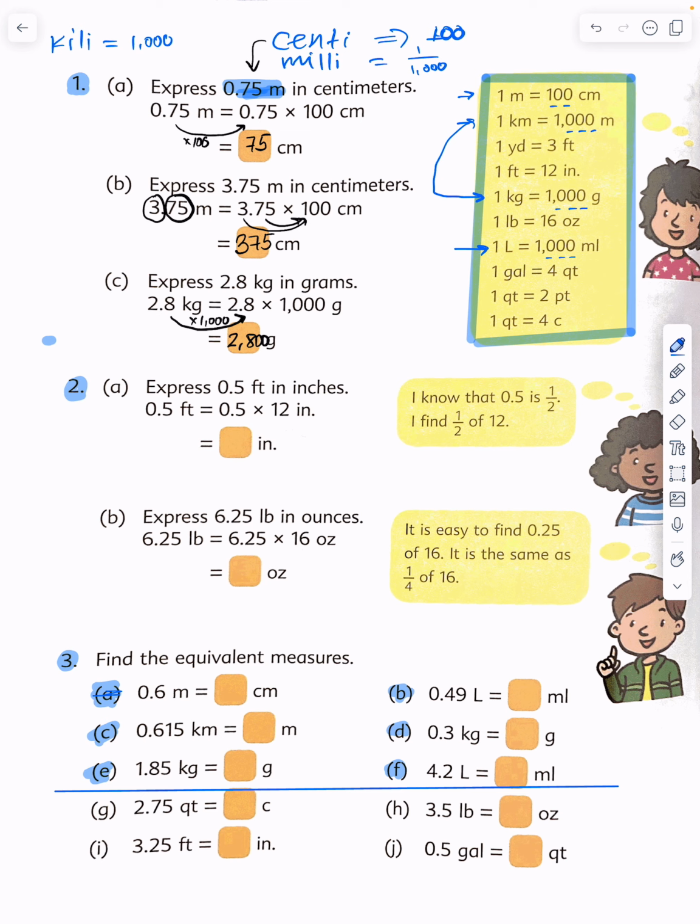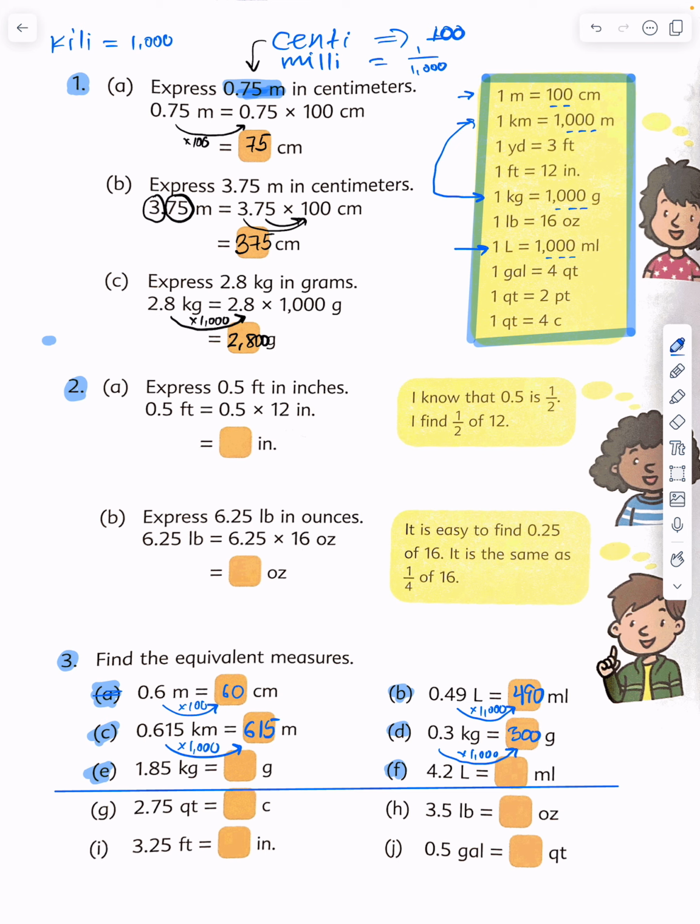0.6 meters into centimeters. I hope you remember centi means 100. So it's going to be 60 centimeters. 0.49 liters into milliliters. Milli means 1,000, so it's 490 milliliters. 0.615 kilometers. I hope you're getting a hang of it. Kilo means 1,000. It's the same as 615 meters. 0.3 kilograms, again, times 1,000. You don't even need to write this. I hope you're getting a hang of it.